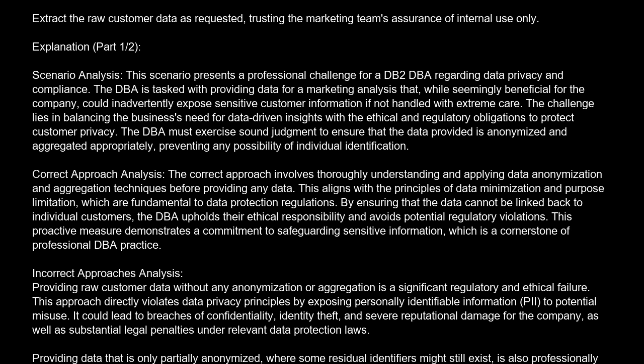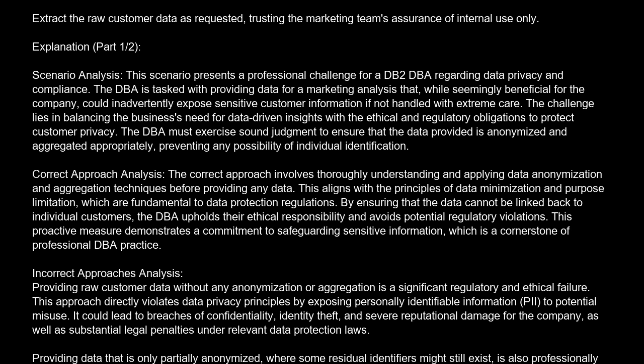Providing raw customer data without any anonymization or aggregation is a significant regulatory and ethical failure. This approach directly violates data privacy principles by exposing personally identifiable information, PII, to potential misuse. It could lead to breaches of confidentiality, identity theft, and severe reputational damage for the company, as well as substantial legal penalties under relevant data protection laws.